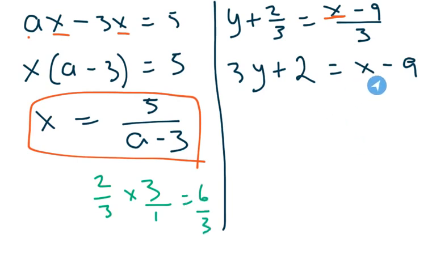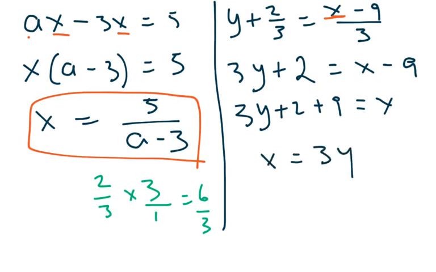Okay, I'm looking for x on its own, so I need to add 9 to both sides to get rid of this. So I'm going to get that 3y plus 2 plus 9 is equal to x, and I need to clean this up to say that x equals 3y plus 11. And that's the answer to this.